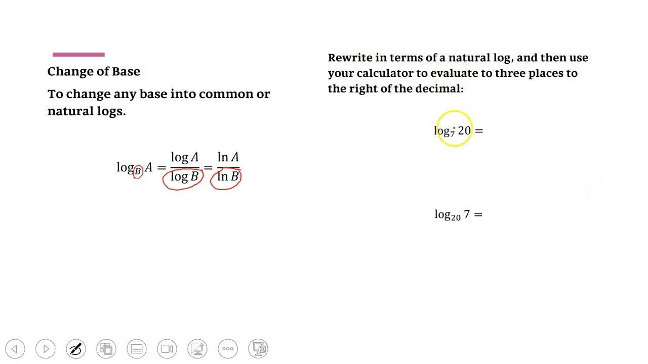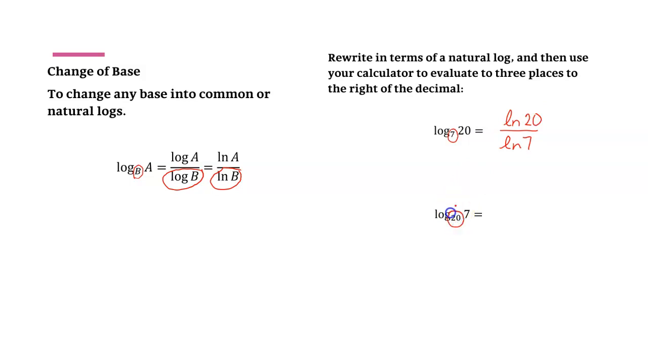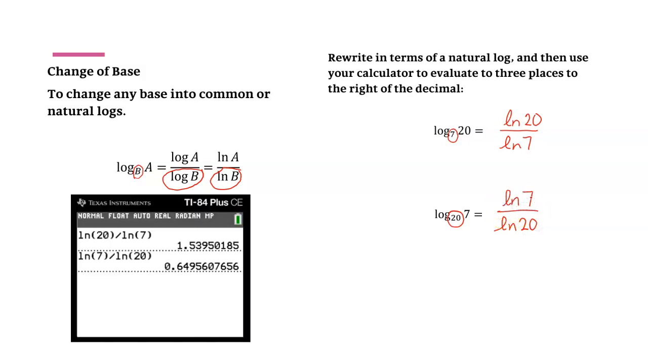So rewrite in terms of natural log, the base goes in the basement. So I'm going to write natural log of 7 and then natural log of 20. Here the 20 is the base, goes in the basement. So this one would be natural log of 20 and natural log of 7. If I grab my calculator, I can see that natural log of 20 divided by natural log of 7 is 1.5. Oh, the next number over is a 5. So if I'm going to 3 places to the right of the decimal, I would want to write this as 1.540. So I'm going up.